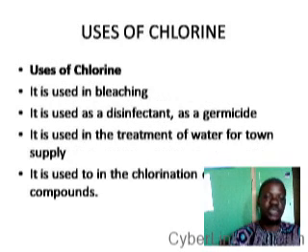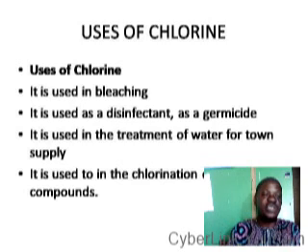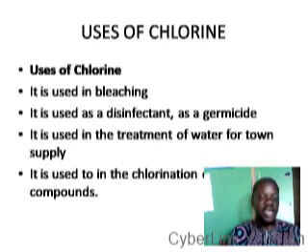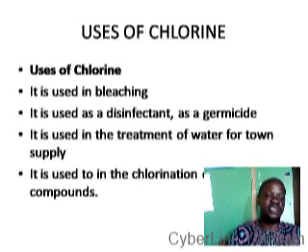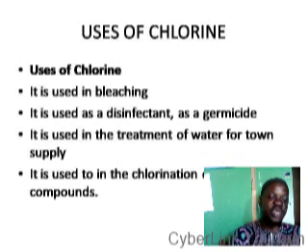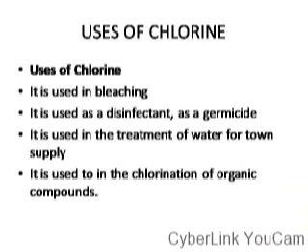Uses of chlorine. If I ask you to list the uses of chlorine by now, you should be able to mention some things. And the easiest one that will come to your mind is the one that you have just mentioned now. Chlorine bleaches substances. So chlorine is a bleaching agent. That's one of its uses. It's also used as a disinfectant or as a germicide. And this will also take us to its use in the treatment of water that we have talked about in the past. So it is used in treating water that is meant for town supply.